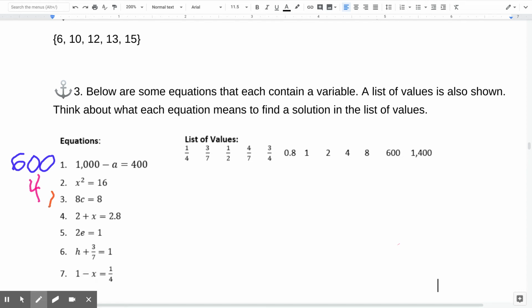All right. For number 4, I might have to dig in a little more deeply. 2 plus x equals 2 and 8/10. Well, I know it can't be something above 2 and 8/10, so I can just eliminate those numbers. If I take 2 plus 2, I'm going to get 4. Sure seems like if I add in 8/10, that will give me the answer I want. 2 plus 8/10 equals 2 and 8/10.